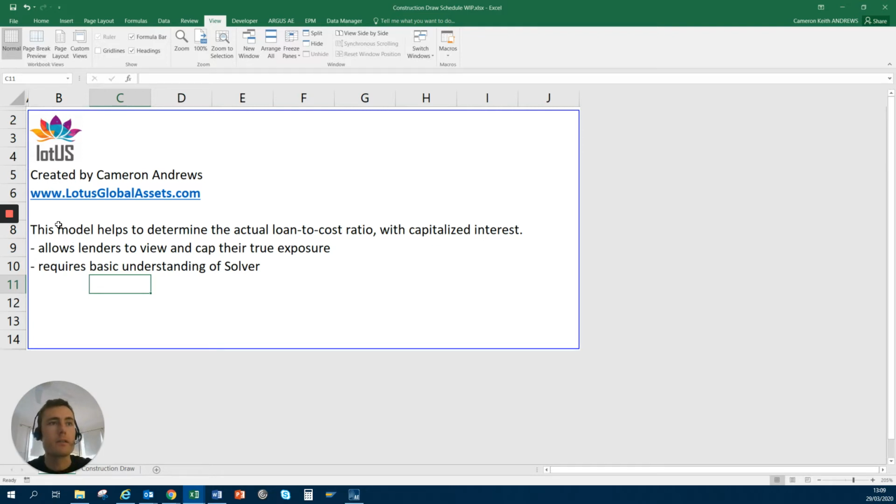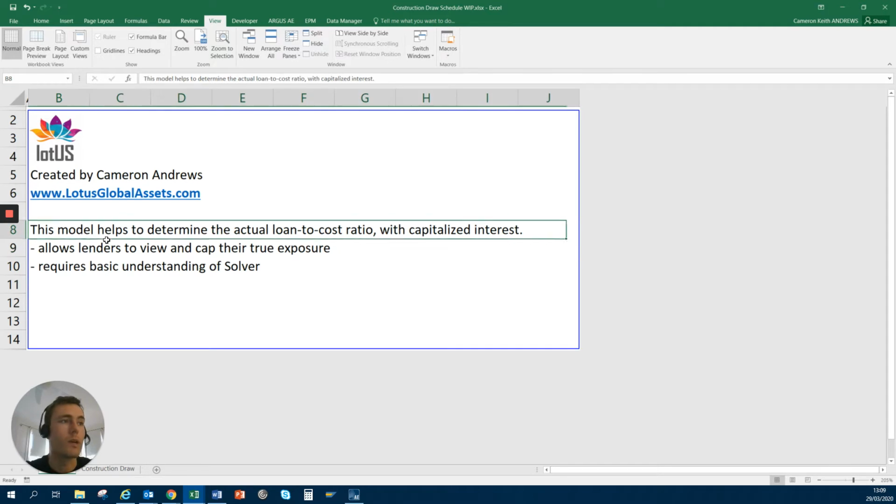As it says here, it helps to determine the actual loan to cost ratio. It's probably more useful for a lender who wants to closely monitor their actual exposure and cap their exposure to a given development project, making sure that if they are going to be rolling up or capitalizing the interest, it gets capped at a certain loan to cost, and that loan to cost, because the interest is added on to the outstanding balance each period, is not breached, is not surpassed.